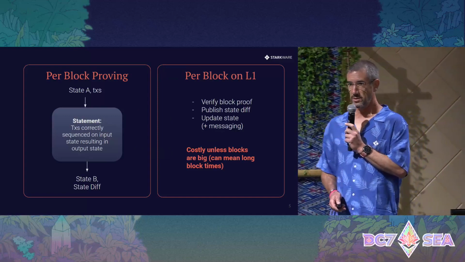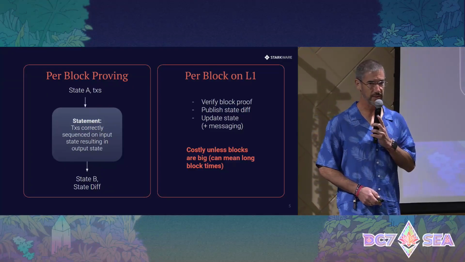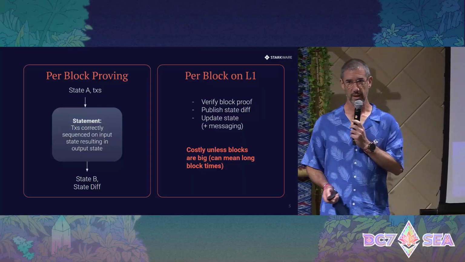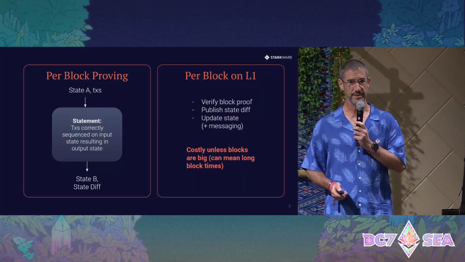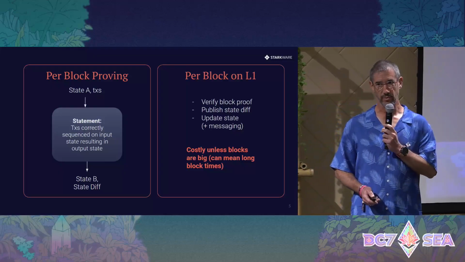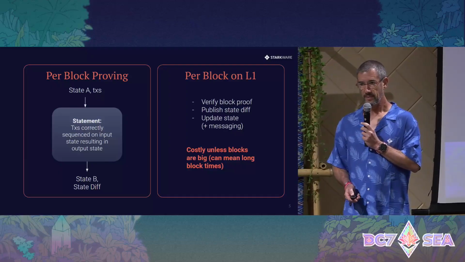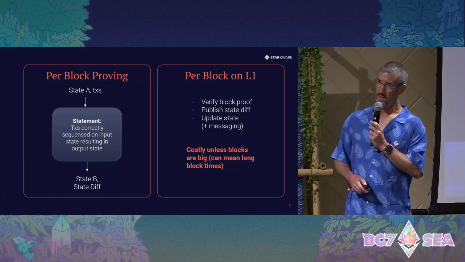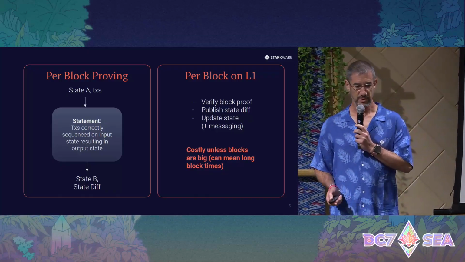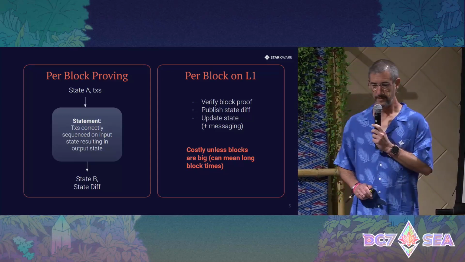What does it mean to prove a block? So basically what we're doing is we're using the context of a proof in order to prove the statement that we have seen a valid execution from a given state A resulting in a new state B, and the resulting state diff between state A and state B is such and such. So the statement is the transactions were correctly sequenced and the input state results in the output state.